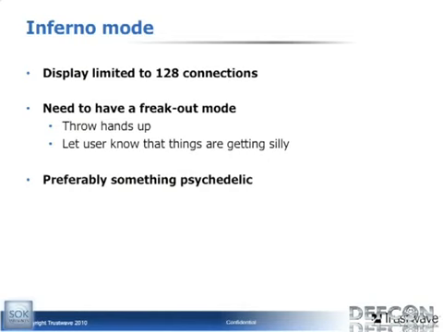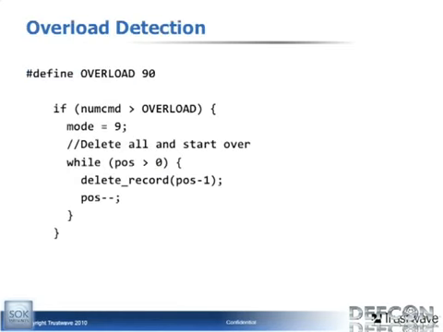I really want that concept of, oh man, something's screwed up, right? So I made something called Inferno mode. Inferno mode is a meter that keeps track of how many connections are coming in. I was thinking preferably something kind of psychedelic, so that at least if you're getting totally owned, you could be like, whoa, cool, look, my blinky lights are messed up. So overload detection: define overload as 90. You can define this whatever you want. That's a very conservative number.